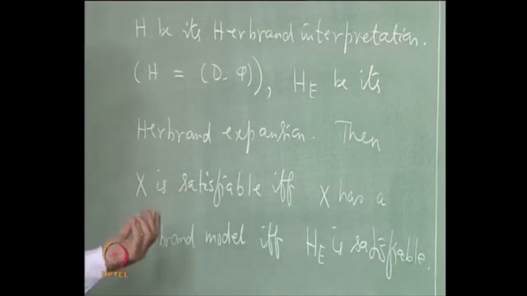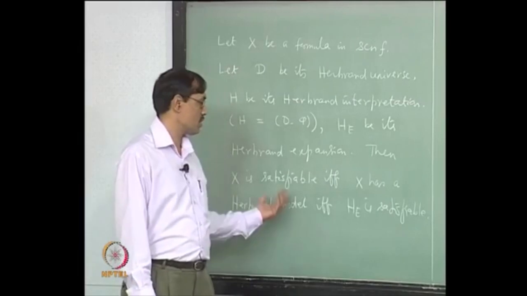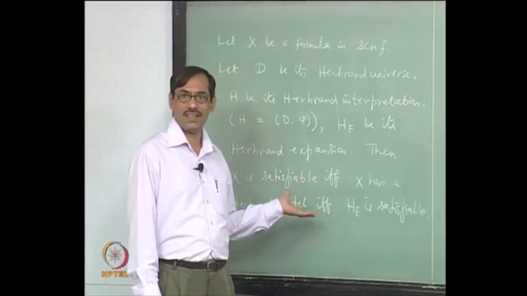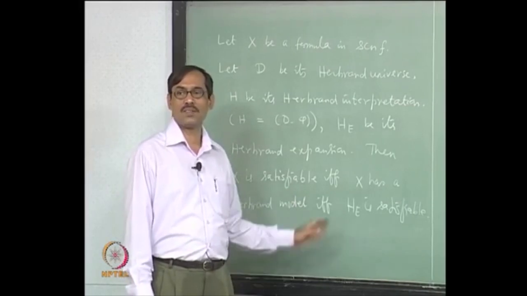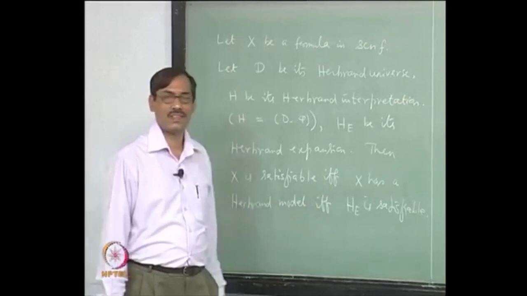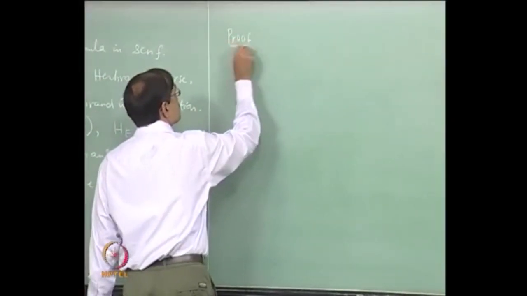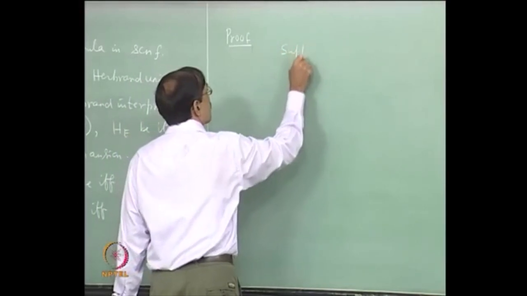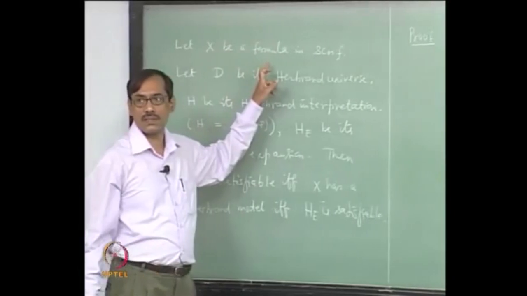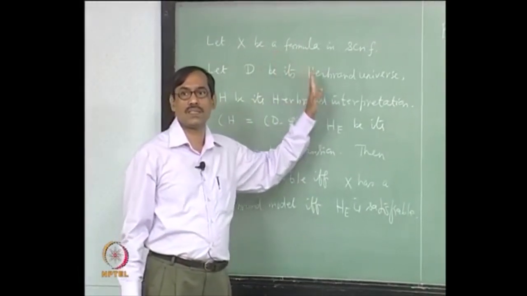We can start from the beginning, say x is satisfiable, then we want to show that x has a Herbrand model, fine. That is really the main part of the proof, all others will be simpler, ok. Let us see the main part first. So, suppose x is satisfiable. Now, we can take x to be a sentence, right, because all the free variables are assumed to be universally quantified there.